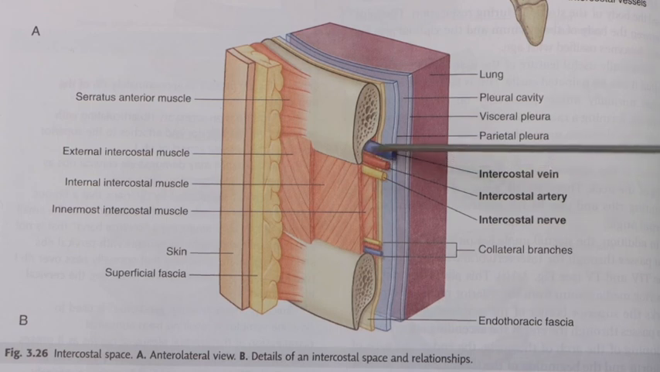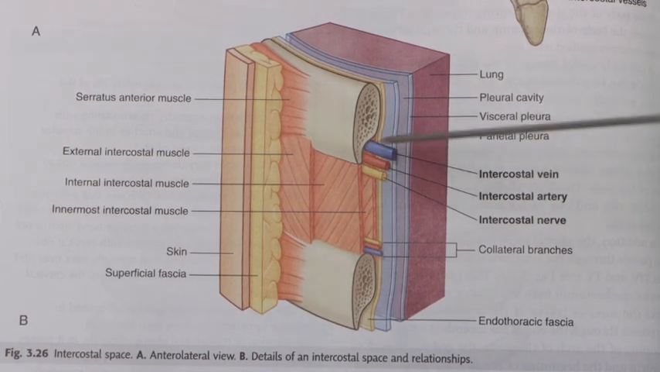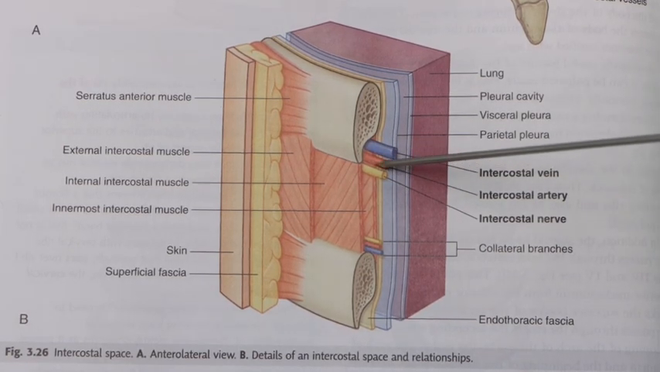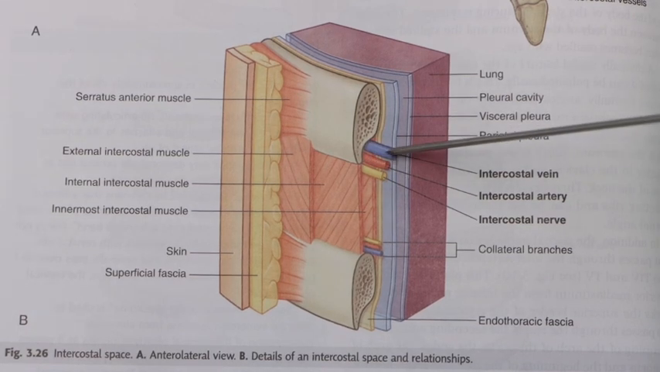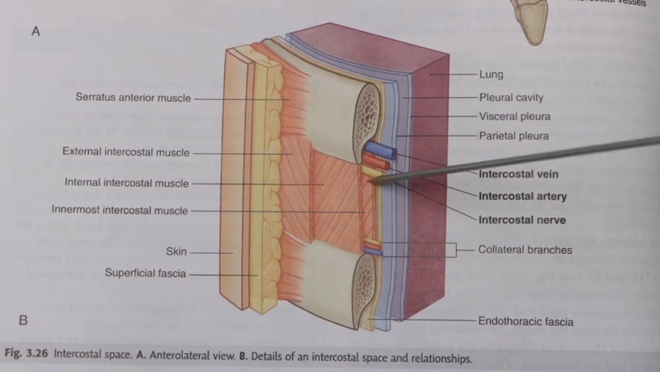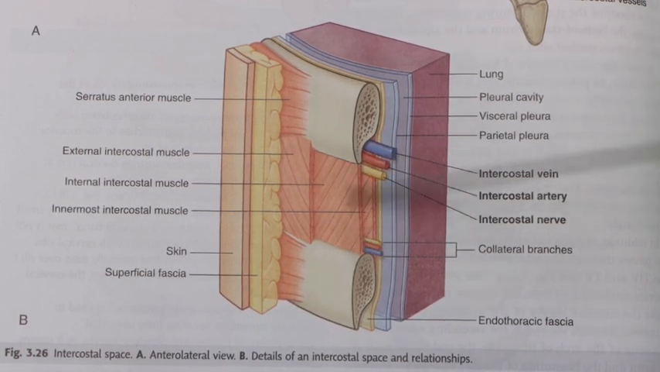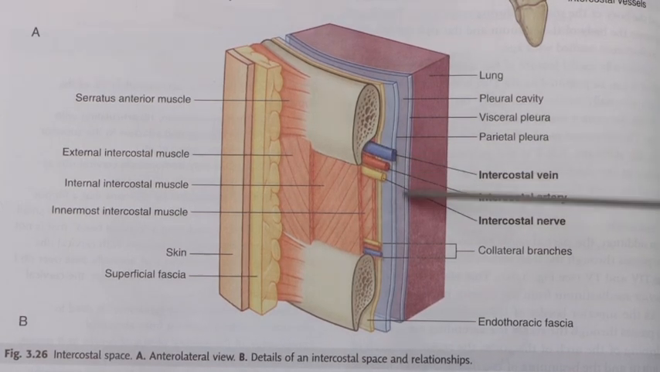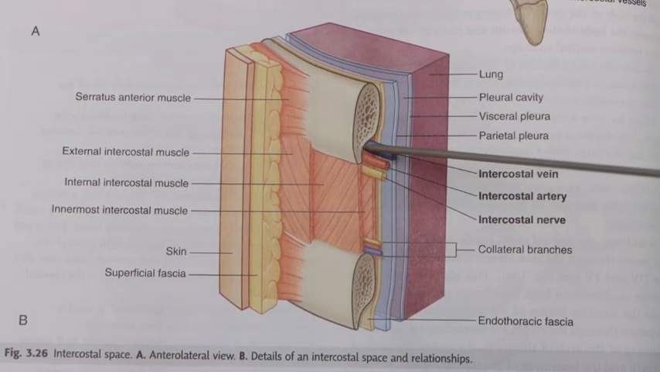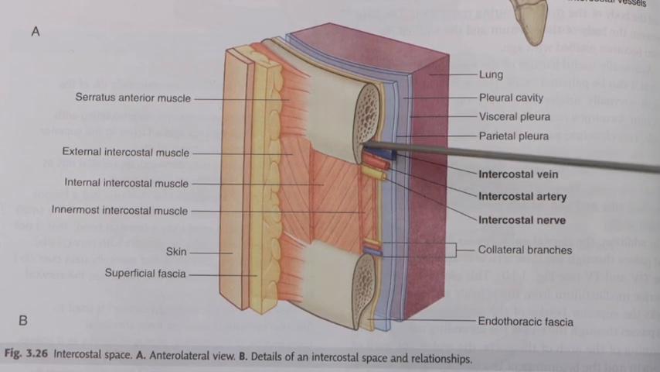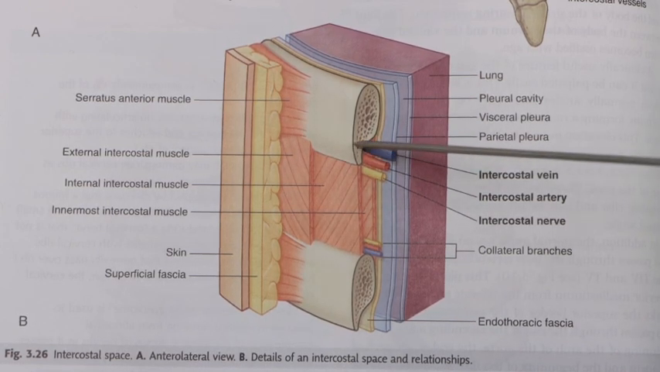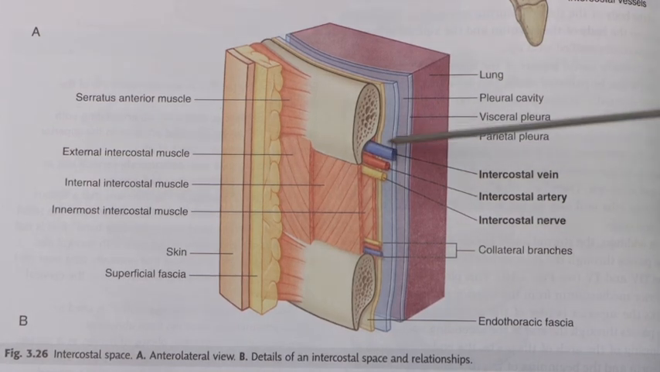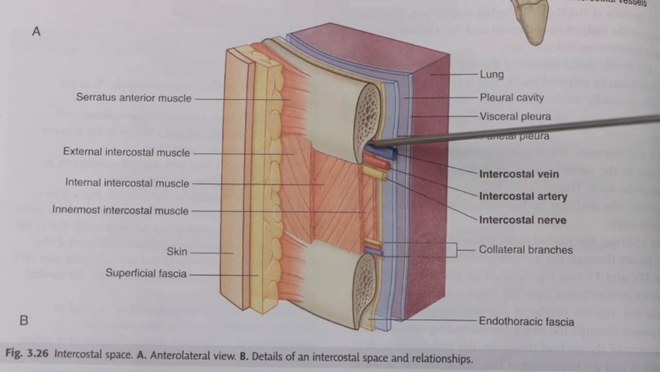And as you see, the neurovascular bundle, including the posterior intercostal artery, is between the innermost intercostal muscle and the internal intercostal muscle, passing through the lower portion of the rib. There is a groove, which is called the costal groove, above the costal crest, on the internal surface.